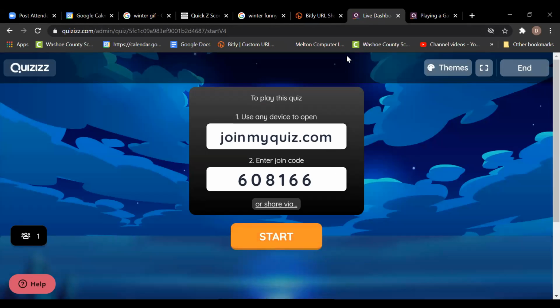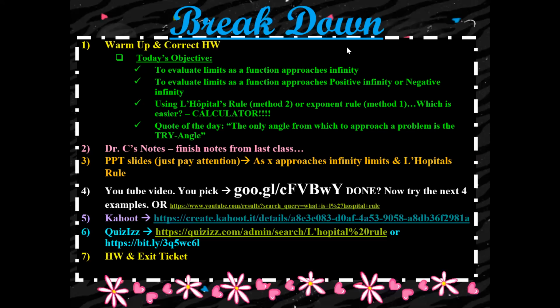Okay, you guys, that's basically it for today. As a quick review, we talked about horizontal asymptotes, the three rules of them, the limit as x approaches infinity. We talked about the first rule of finding horizontal asymptotes with division of the biggest exponent, top and bottom. And then we also talked about L'Hopital's rule.